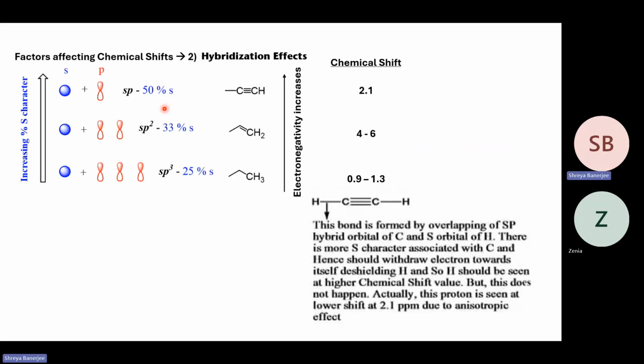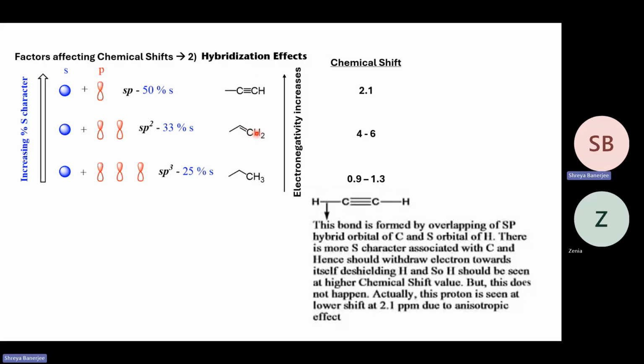Another factor that we have to look into is hybridization. Now, we know that different kinds of hybridization can be there, like sp, sp2 or sp3. And we know that as the s character increases, electronegativity also increases. Here you're looking at a hydrogen attached to an sp hybridized carbon. This is the most electronegative carbon compared to sp2 or sp3. And so this hydrogen will have the greatest positive charge and the highest chemical shift.